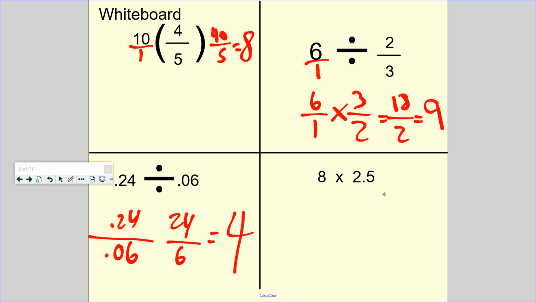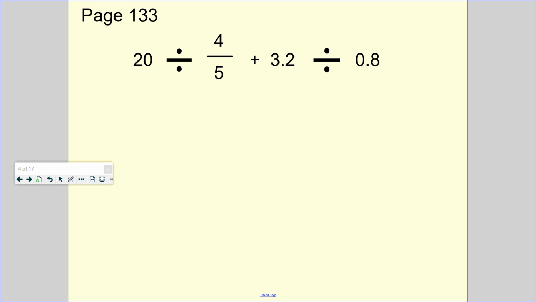And what is 8 times 2.5? 8 times 5 is 40. 8 times 2 is 16 plus 4 is 20. How many numbers behind the decimal point? 1, so it's 20. So we have 8, 9, 4, and 20. If you remember how to do this, then you are going to practice these types of questions now.